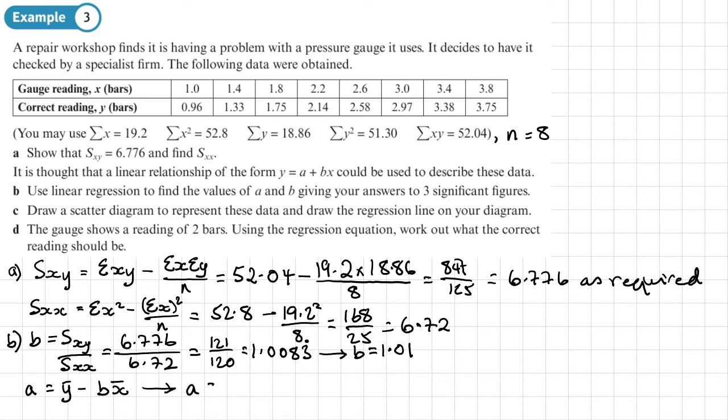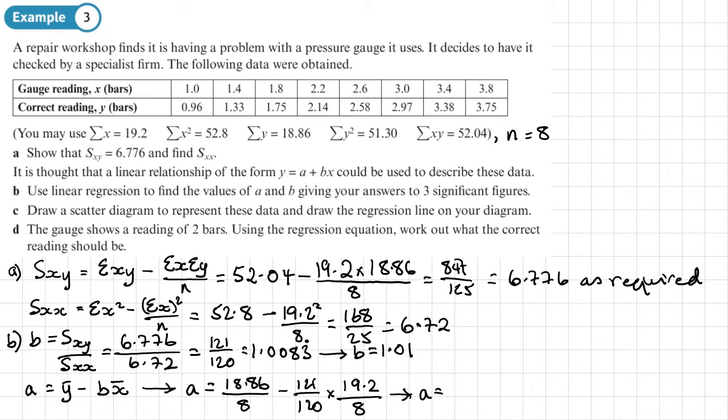So that means a equals the mean of y. Now you can see in this one the mean of y is not given, but we can find it by doing the sum of y over n. So that's going to be 18.86 over 8, so there's a mean of y, minus b, so I'll use 121 over 120, the exact value, times the mean of x. Again, the mean of x isn't given, but I have the sum of x, so the sum of x over n is going to give me the mean of x.